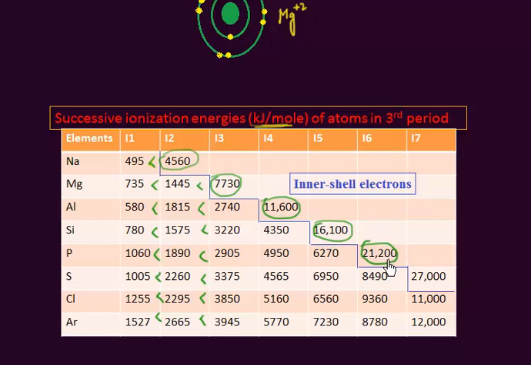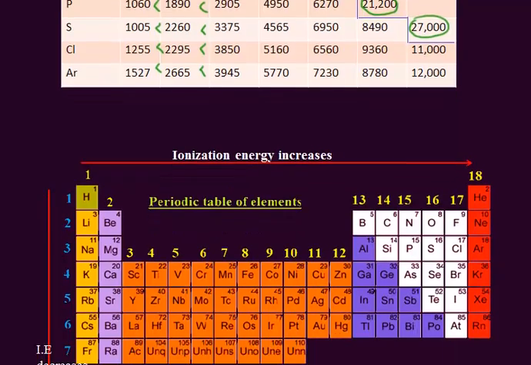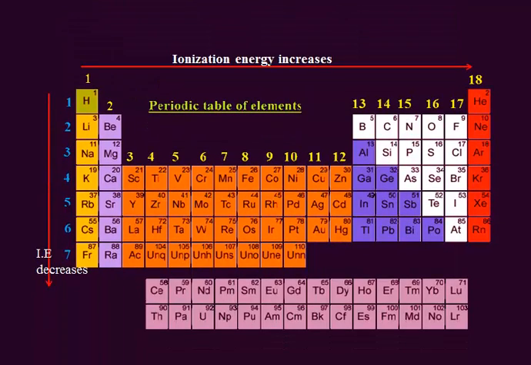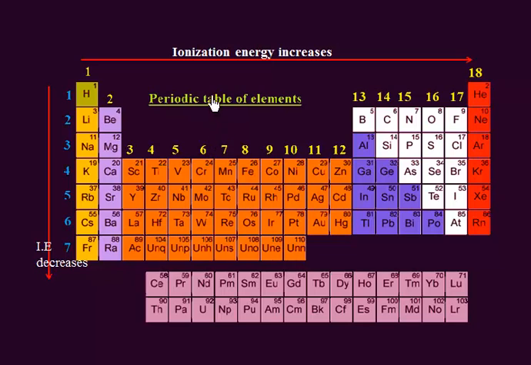Now let's discuss the trend of ionization energy in the periodic table. This is the periodic table, and in this table the arrows show the trend of ionization energy. This arrow shows that ionization energy increases from left to right, and this arrow shows that ionization energy decreases from top to bottom. But the question arises here, why does ionization energy increase from left to right and why does it decrease from top to bottom?